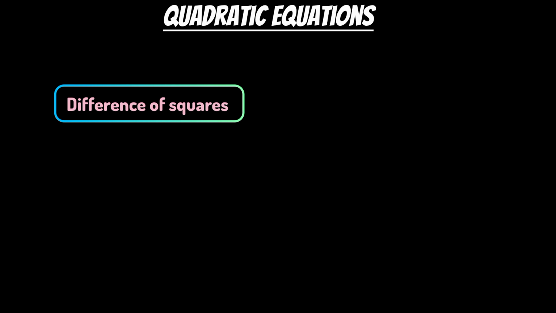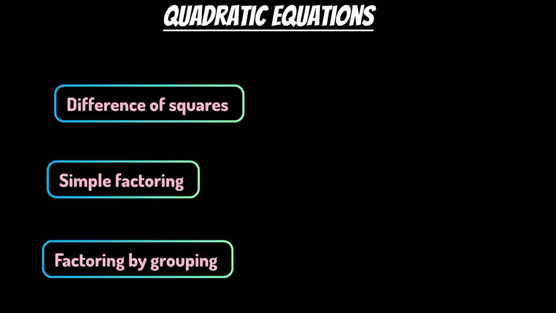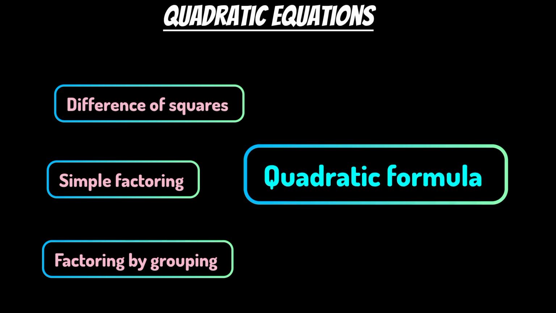Now, whenever you see a quadratic in an exam, the fastest method is difference of squares. Usually fastest is the simple factoring, then slightly longer is factoring by grouping, and the method that always works is the quadratic formula. So if you're ever unsure, use the quadratic formula. It may take a little longer, but it will always get you to the answer.